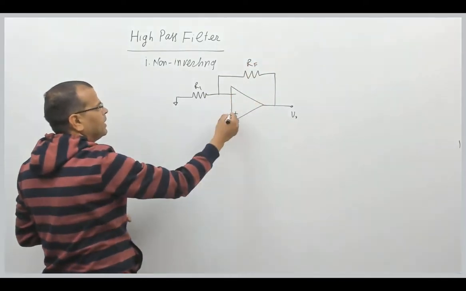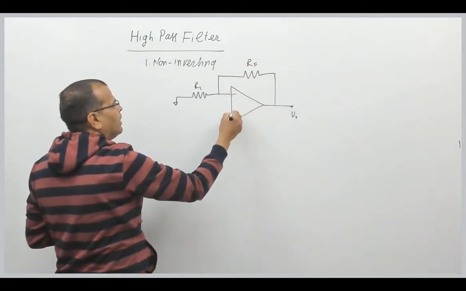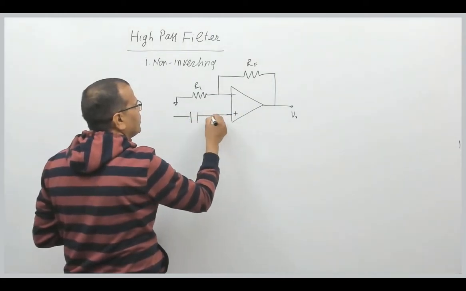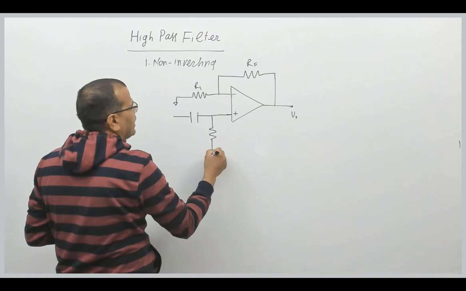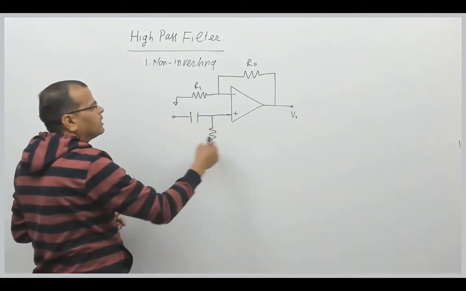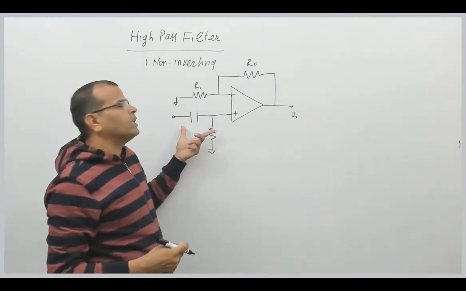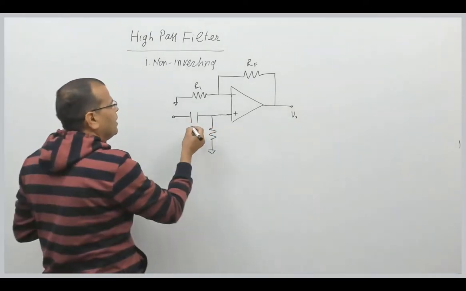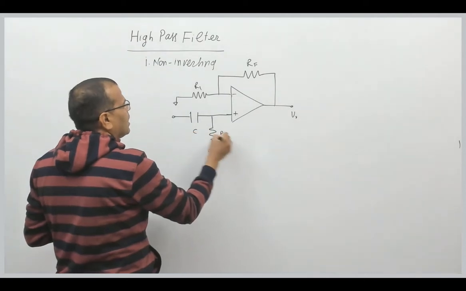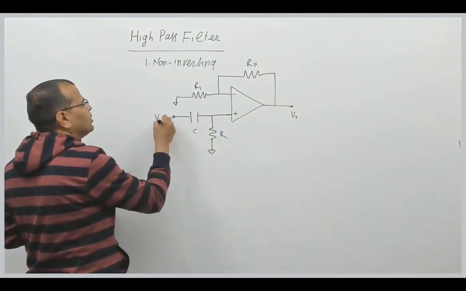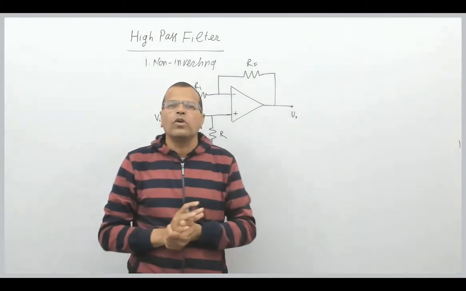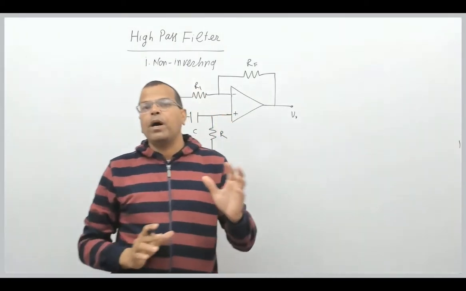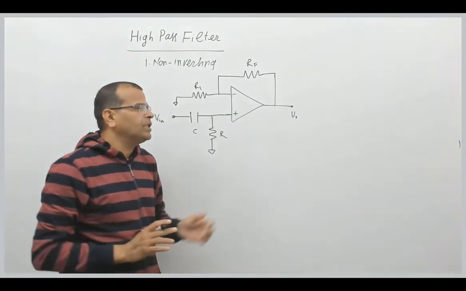This is feedback arrangement, and we have the circuit which is nothing but low pass circuit connected at non-inverting terminal. This is low pass passive circuit, or we can say low pass RC circuit, right? Not low pass, I'm sorry, this is high pass RC circuit. So this is C, this is R, and this is input voltage, right? This circuit is called first order high pass filter, right, using operational amplifier.